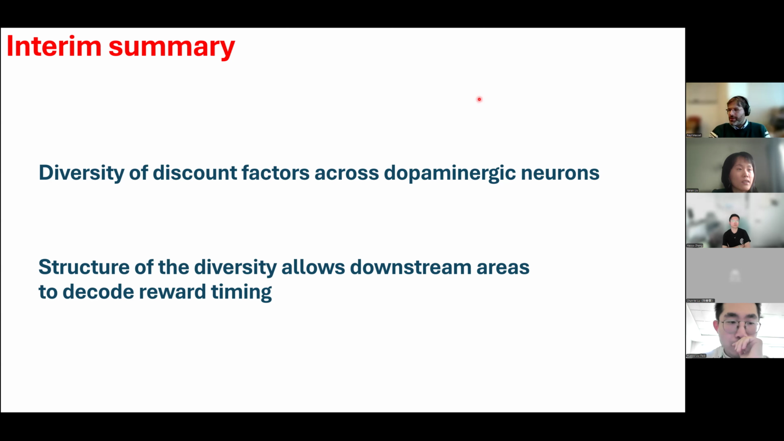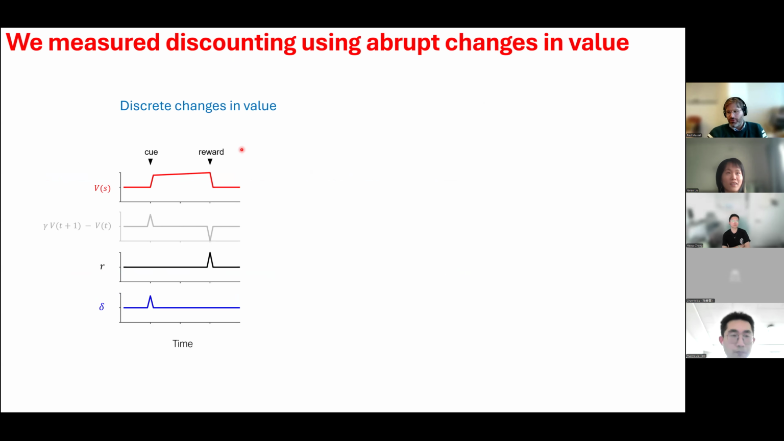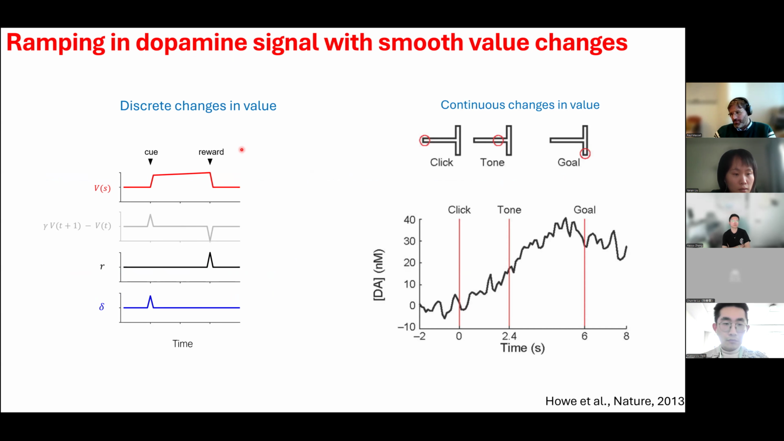Okay, so this is sort of the first part, right? We establish this diversity, and we show how it can be used. But there's something quite peculiar that we did: we measured the discounting using this very abrupt change in value. It's a very specific way of measuring value changes, where suddenly the value goes from 0 to something, right? In practice, a lot of cases in real life are much more continuous. You approach a goal rather than the thing suddenly appearing, right?